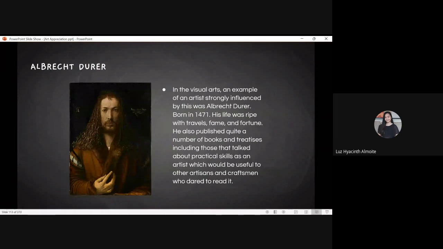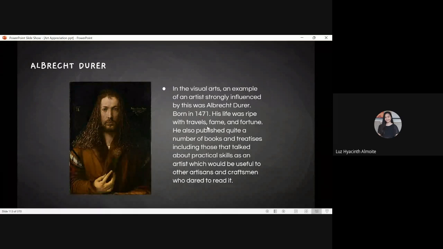So, in the visual arts, an example of an artist strongly influenced by this was Albrecht Dürer. He was born in 1471. His life was ripe with travels, fame, and fortune. He also published quite a number of books and treatises, including those that talk about practical skills as an artist, which would be useful to other artisans and craftsmen who dared to read it.